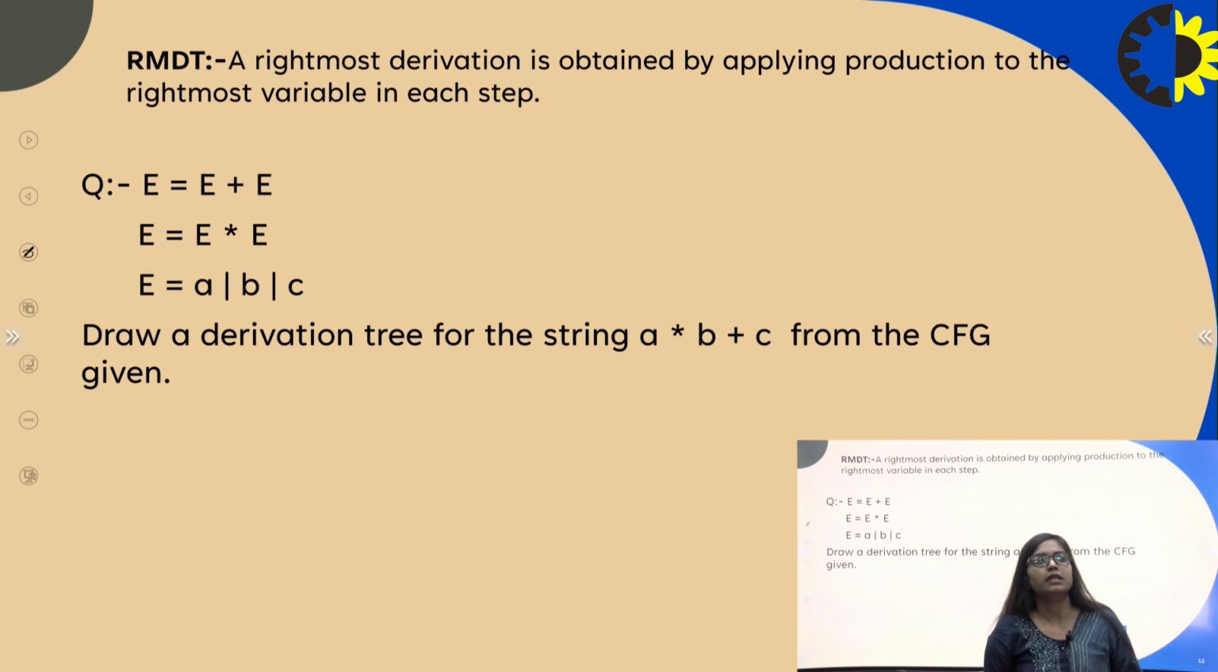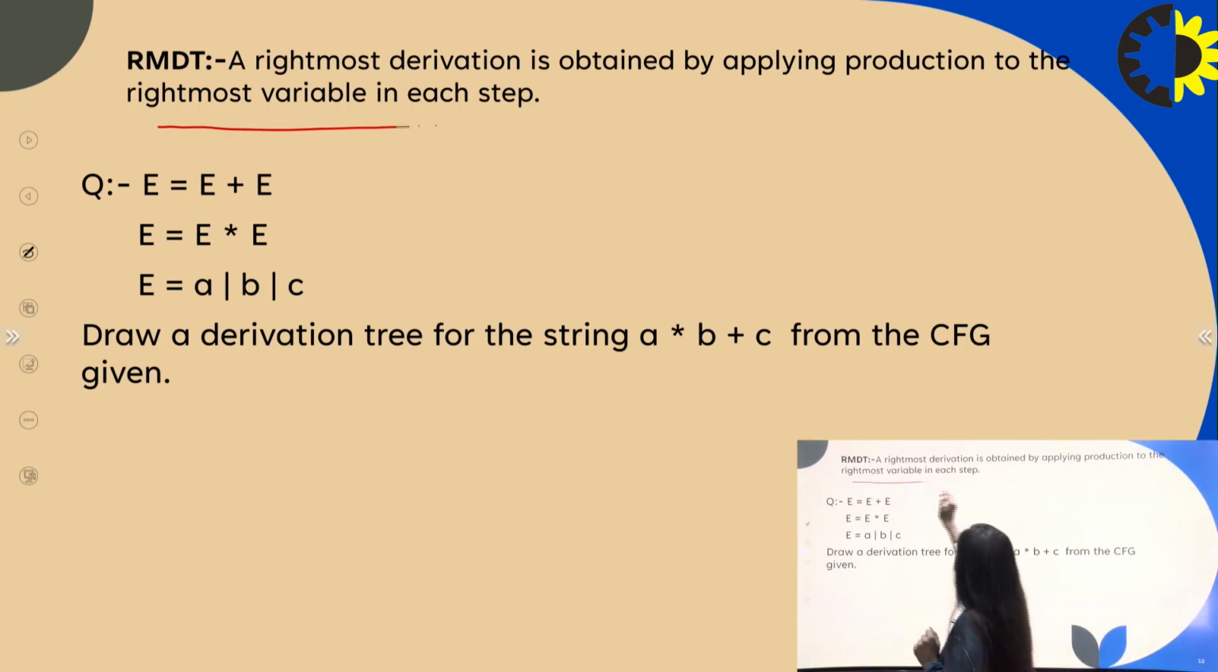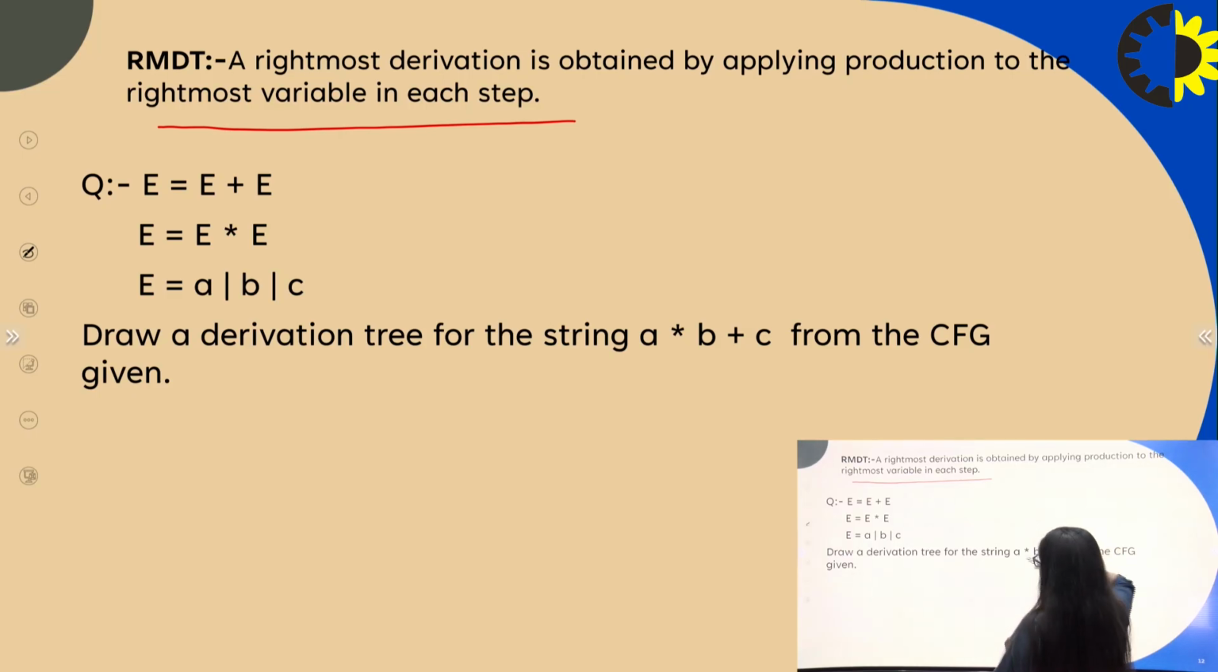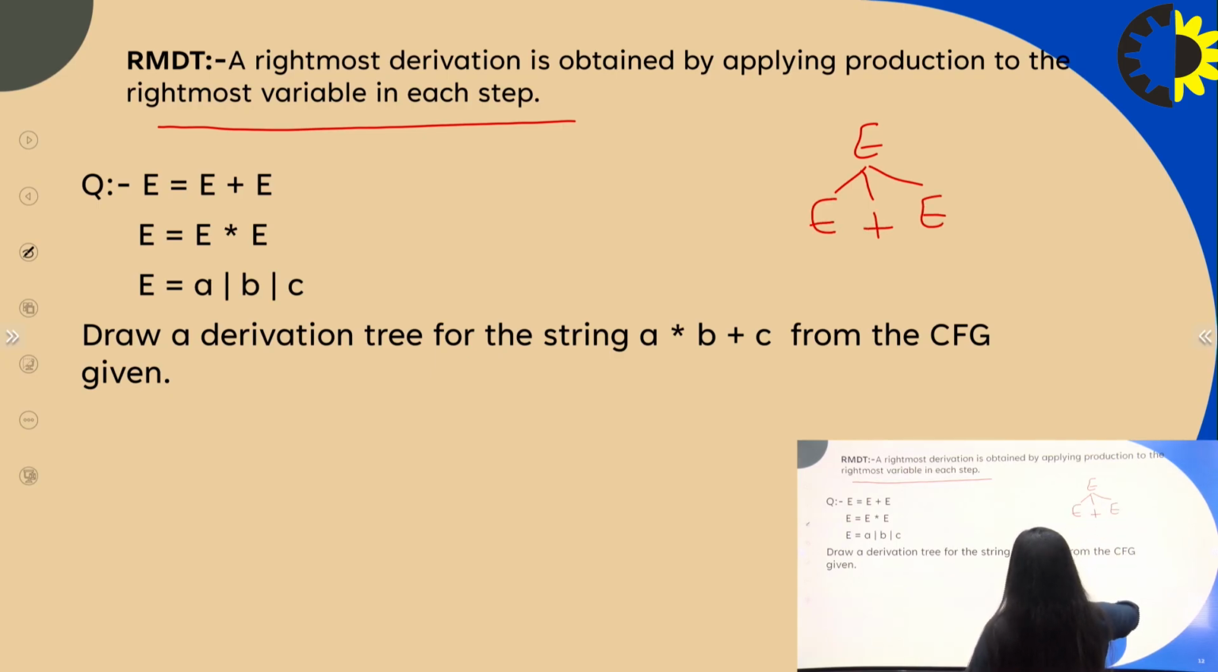A rightmost derivation tree is obtained by applying a production to the rightmost variable in each step. Start from the right-hand side. E is replaced by E plus E, and we want c and b plus.